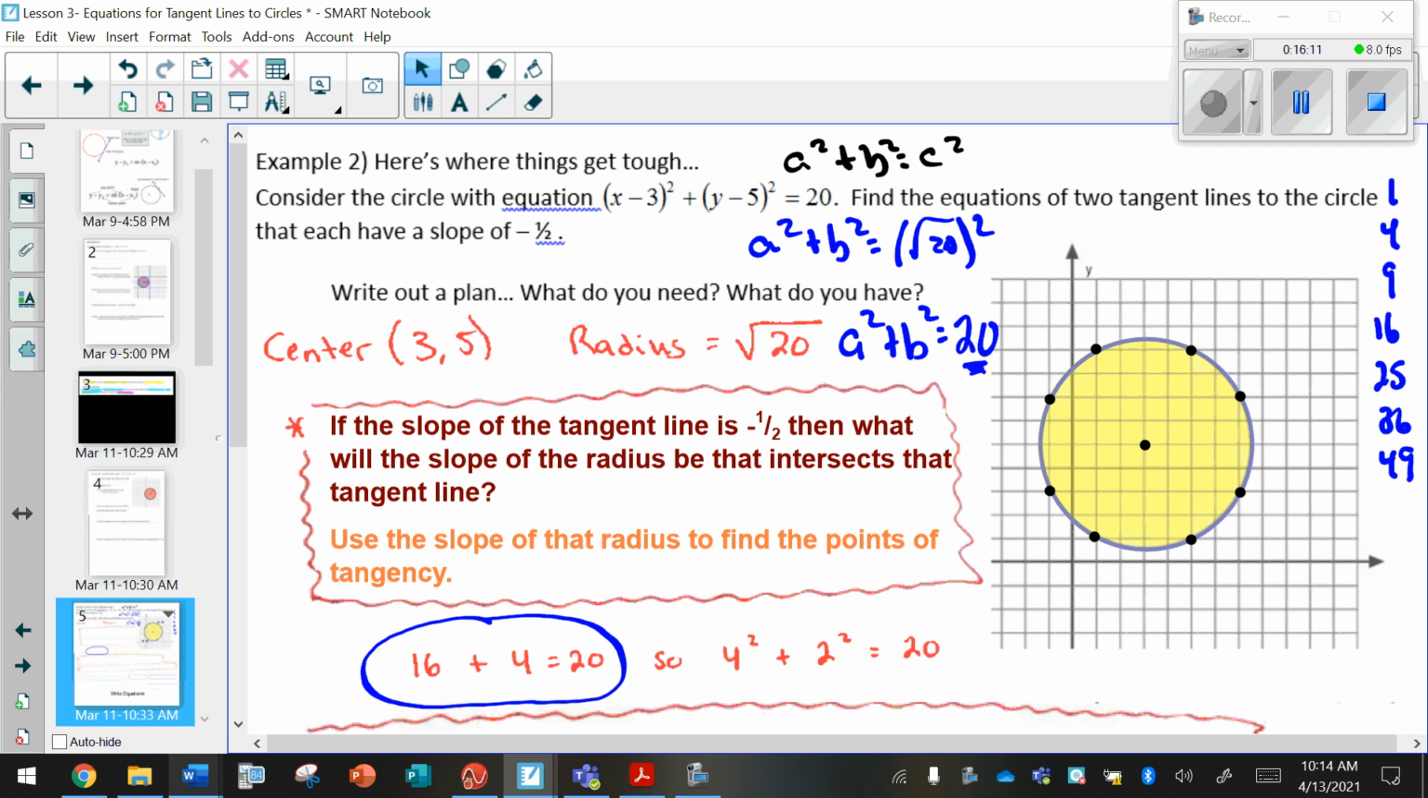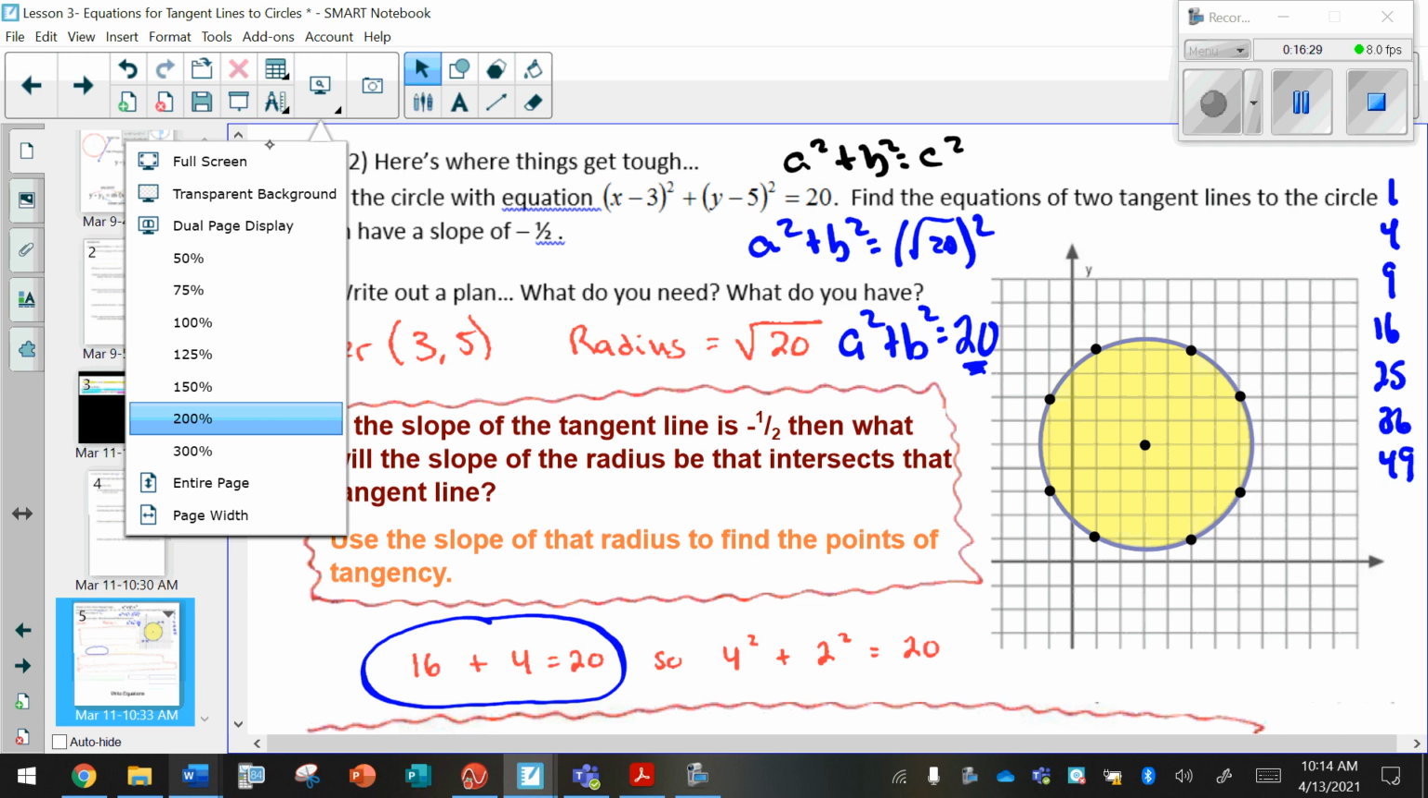So that doesn't always work because you won't always be able to find two perfect squares that add up to be your radius squared value, but it is another strategy that we may be able to use if the numbers work out.